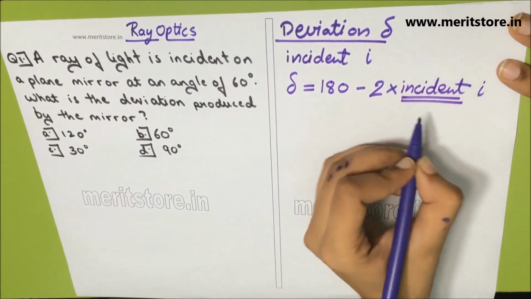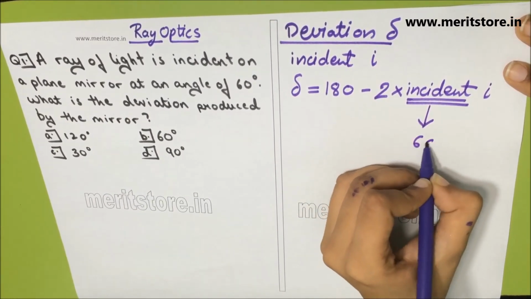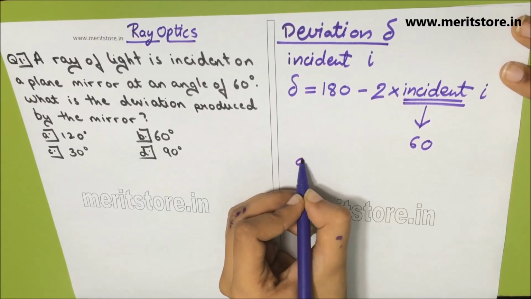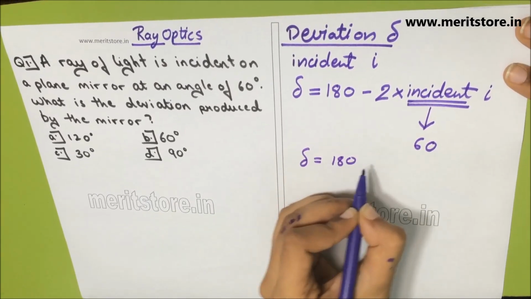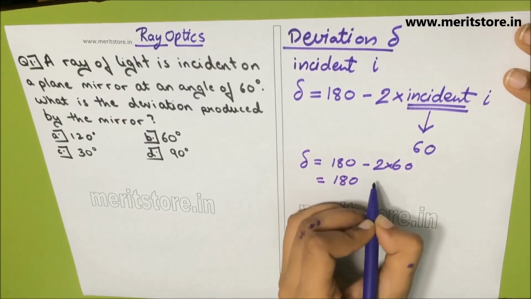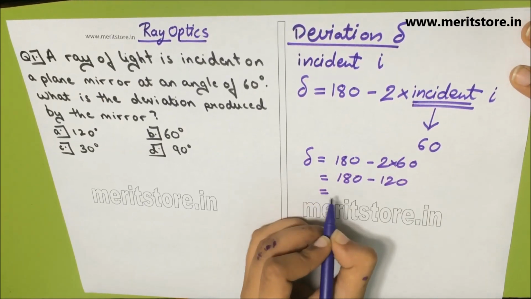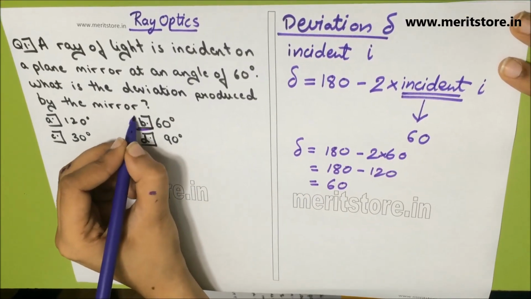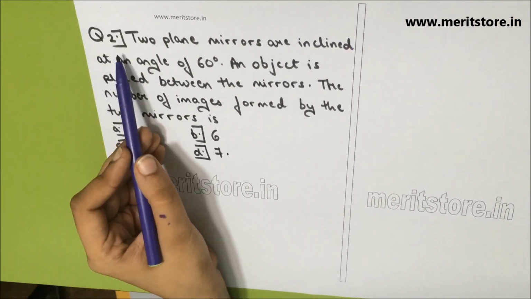Incident angle i is already given to us, that is 60. Therefore, we have deviation equals 180 minus 2 into 60, which is equal to 180 minus 120, that is 60. Option B.